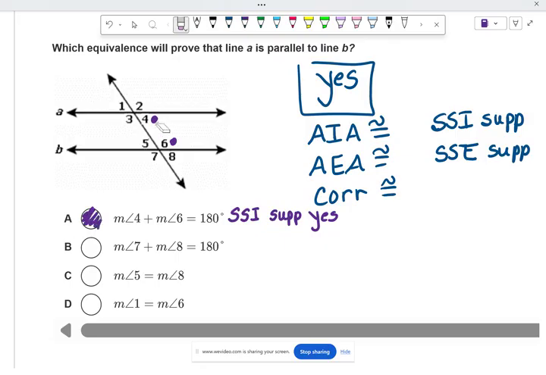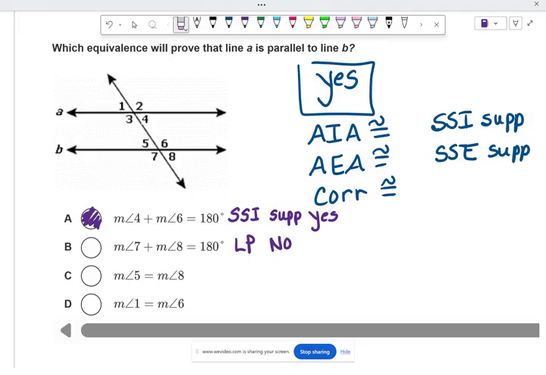All right, now let's try the next one. Angle 7 and angle 8 add up to 180. That's a true statement because they make a linear pair, but a linear pair is not in our 5 options to make parallel lines. So this one would be a no.